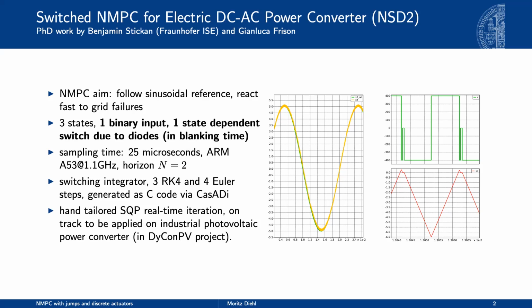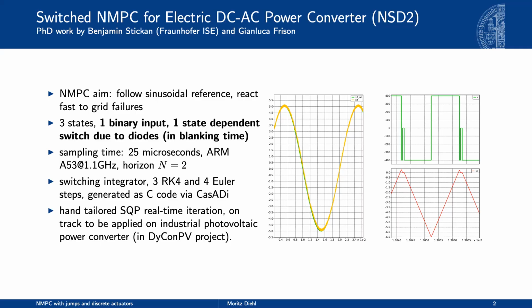Now we want to, in particular, react very fast to grid failures, which are nasty things that happen sometimes. At that moment, your power converter needs to make the right decisions in order to not explode. In the model that Benjamin developed, he has just 3 states, so relatively simple. It's even linear in the states. And then he has one binary input, which is actually a switch. I don't go into the details here.